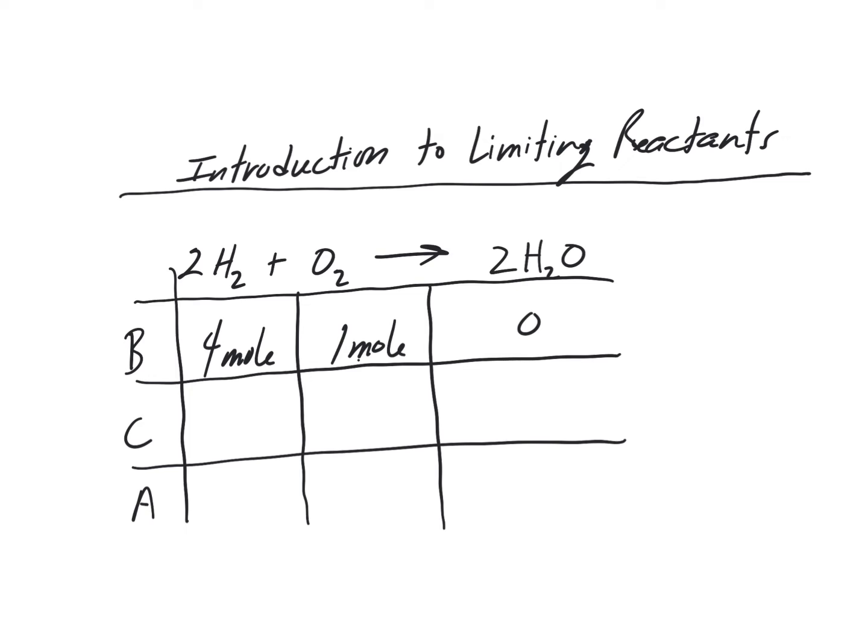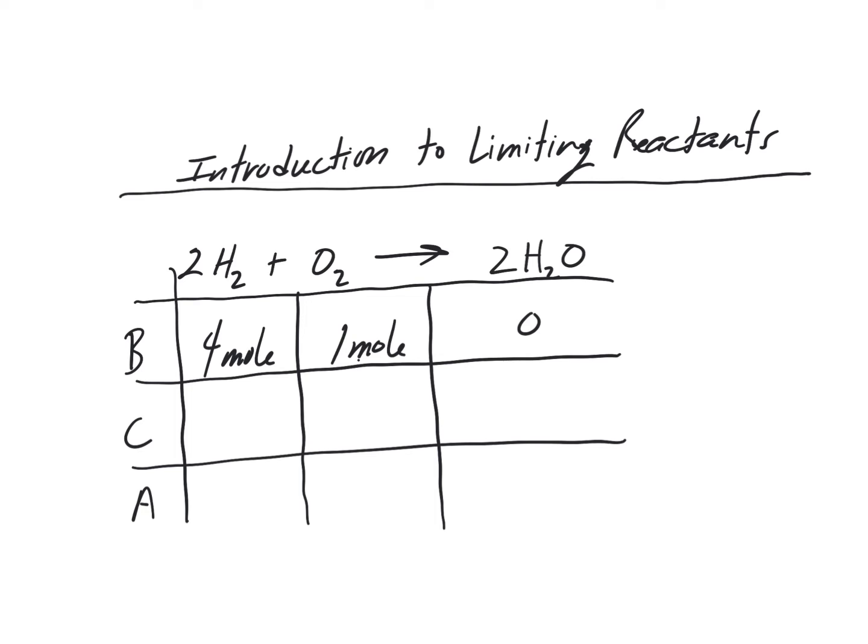So let me try a certain scenario here. Let's see if we can use up all of this hydrogen. If we used up all the hydrogen, we would end up with 0 hydrogen. Now, how much oxygen would I need if I was going to use up all of this hydrogen? I would need 2 moles of oxygen, right? For every 2 moles of hydrogen, I need 1 mole of oxygen. And if I try to use 4 moles of hydrogen, I'm going to use up 2 moles of oxygen.